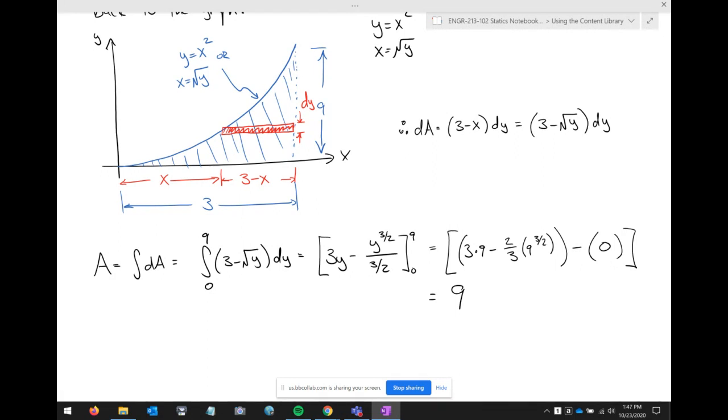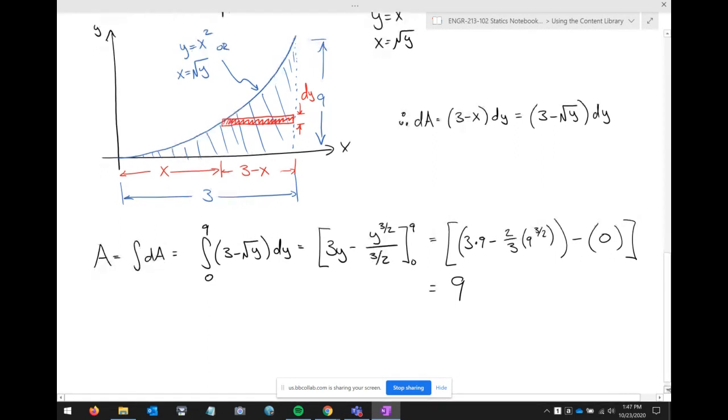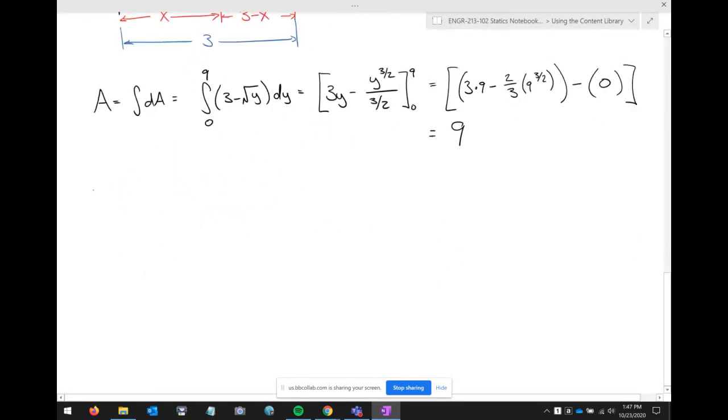Now, why is this important? Here's why it's important. Because now we need to integrate y dA. And so we need to integrate that in terms of y. We'll call that qx. And so now I need to evaluate this integral, but I need a y in there.